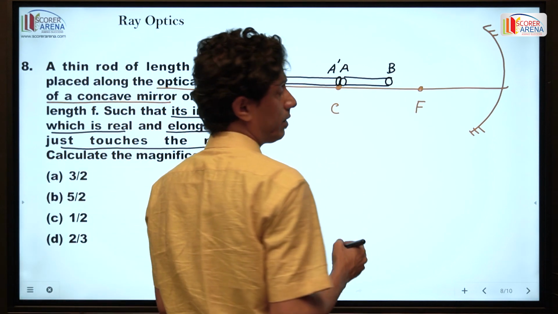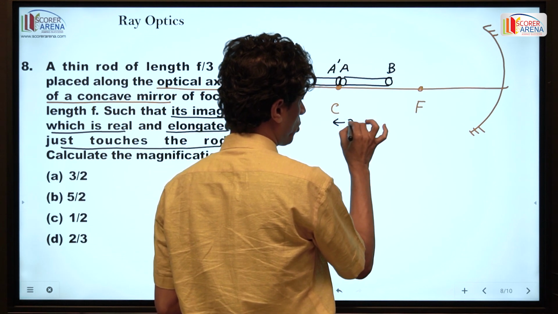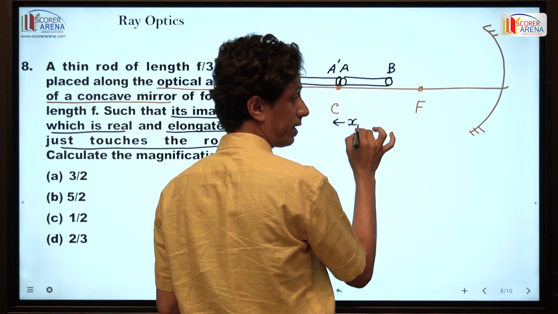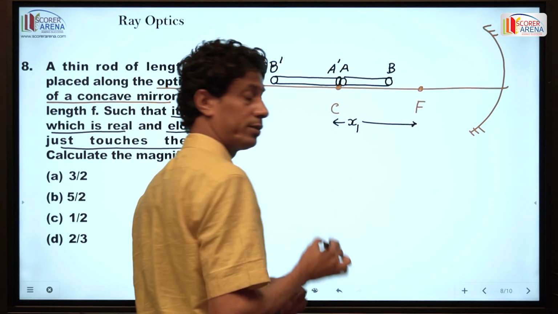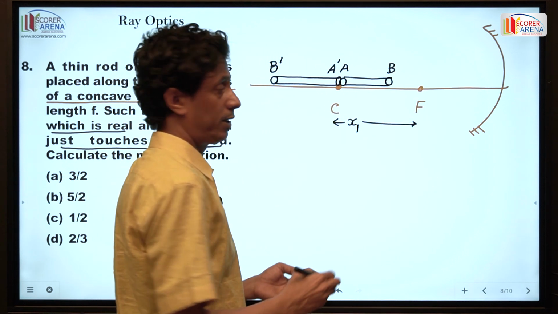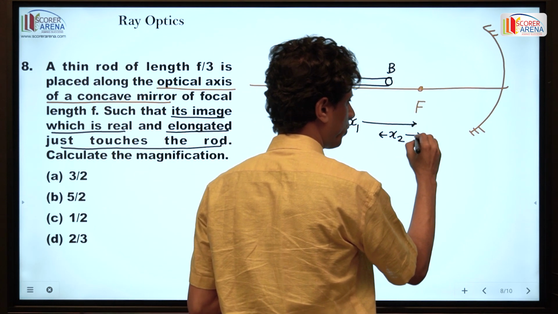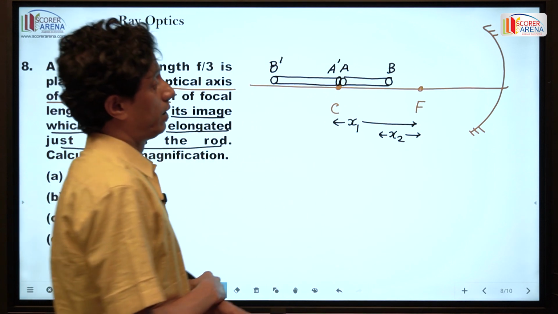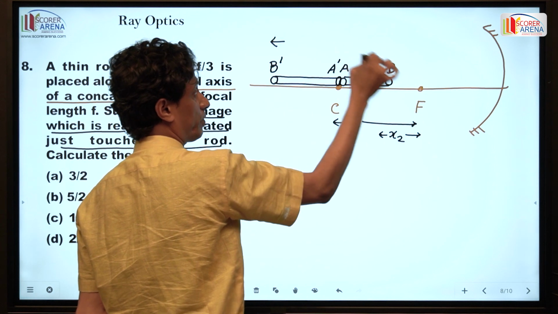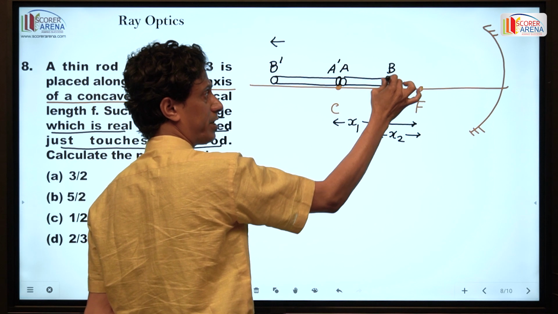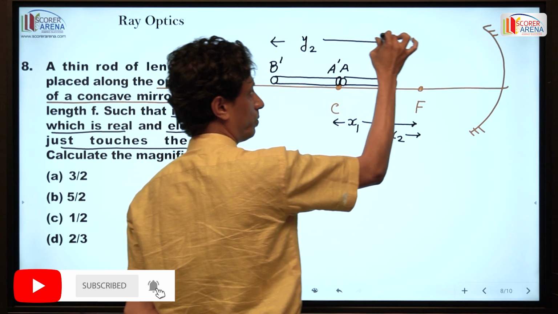And from the Newtonian concept, if we take the distance of the point A, that is one end of the rod, from the focus F, if it is x1, and the other end is, let us say, x2 from the focus, and distance of the image of the end B, it should be y2, you know.